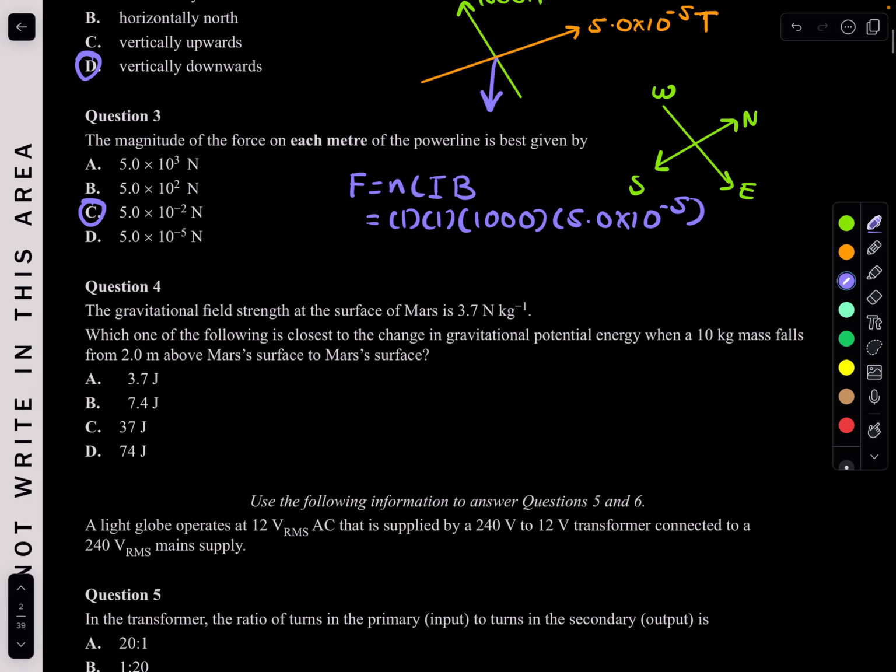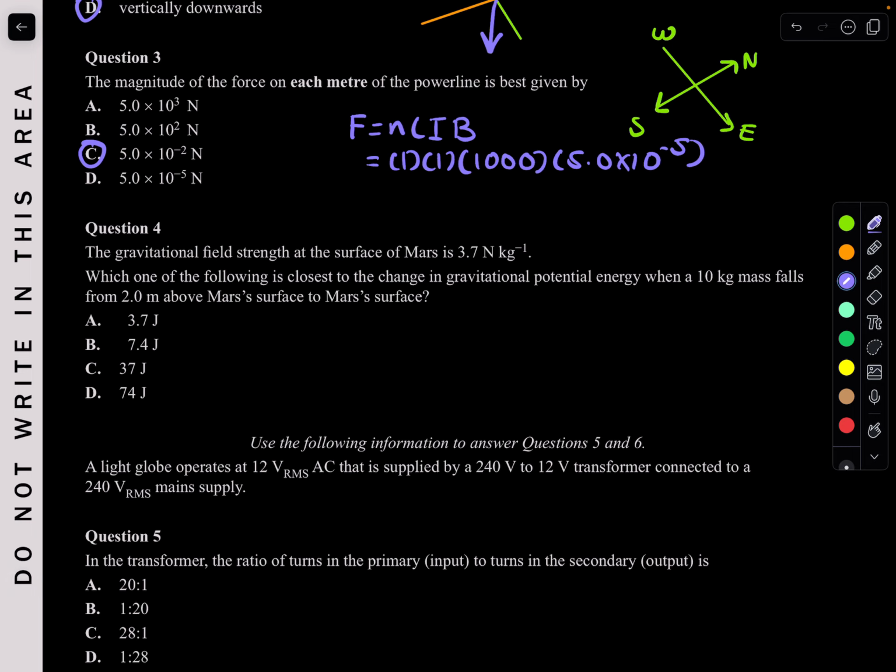Easy. Question 4. The gravitational field strength at the surface of Mars is 3.7. Which of the following is the closest to the change in gravitational potential energy when a 10-kilogram mass falls from 2 meters above Mars' surface to Mars' surface? Beautiful, nice and easy. You just need to use gravitational potential energy equals mgh.